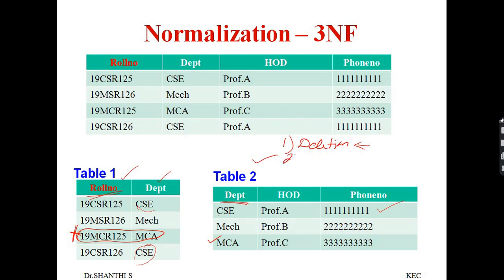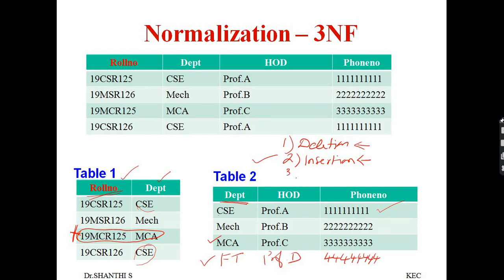Second one is insertion anomaly. Suppose we want to insert a new department in which there is no student. We want to insert department food technology. The head of the department of food technology is Professor D, and the phone number is this one. Right now in this department there is no student. So even without any student, we can have information about the department. Now this insertion anomaly is also removed.